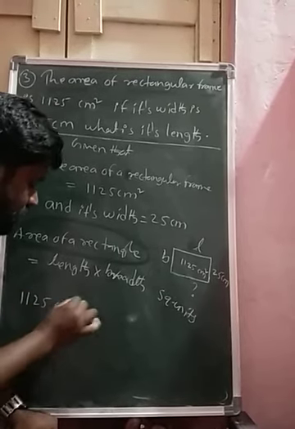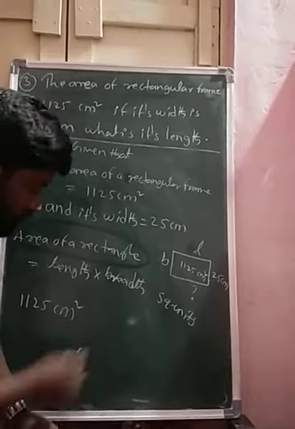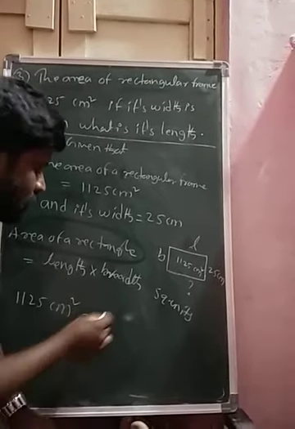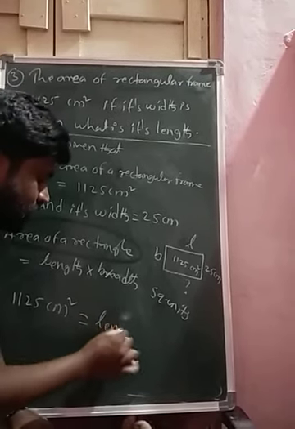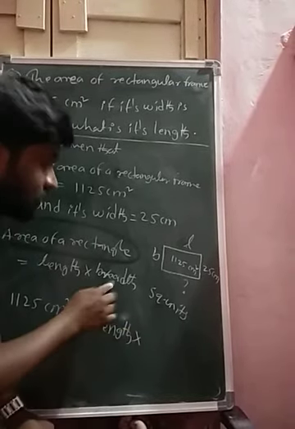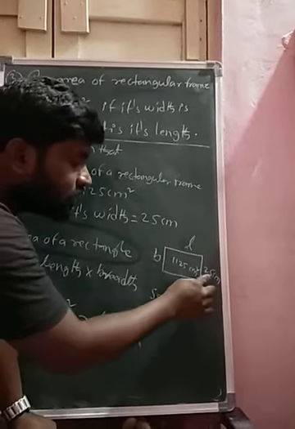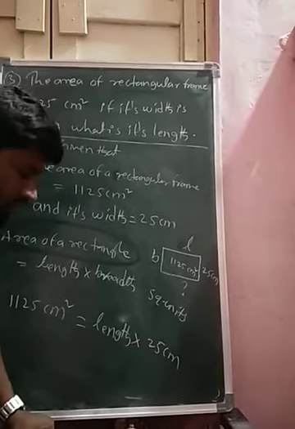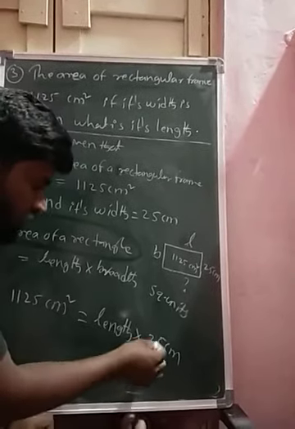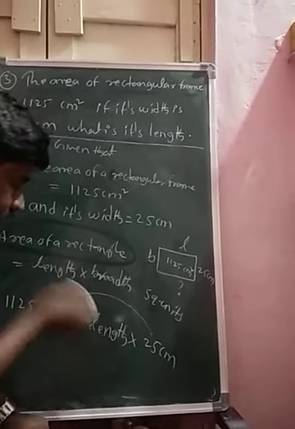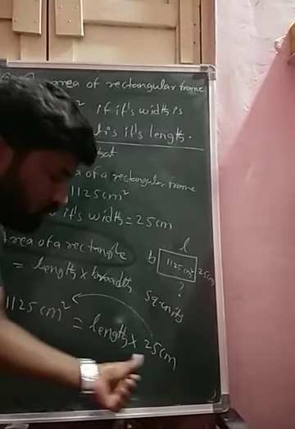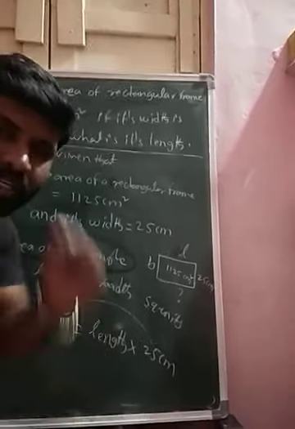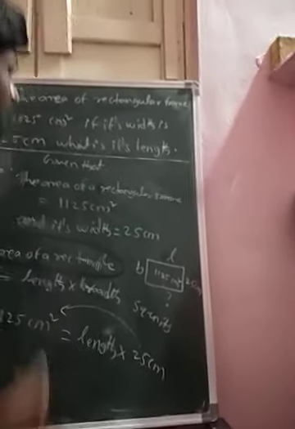1125 square meters, is equal to length, we don't know, that's why I am writing length only, into breadth. What is the breadth? Breadth is given, 25 centimeter. Now what I am doing, I am transposing 25 to the LHS side. Length into 25, the multiplication quantity, transposing to the LHS side, becomes a division quantity.